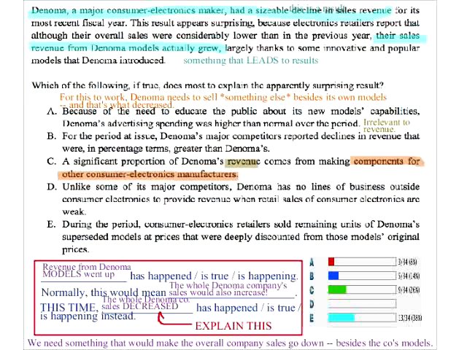For the period it issued, the major competitors reported declines that were in percentage greater than Denoma's. This doesn't really matter because we don't care about their competitors. We're only trying to explain what happened with Denoma. So if their competitors also had declines in revenue, this doesn't help to explain why they did.